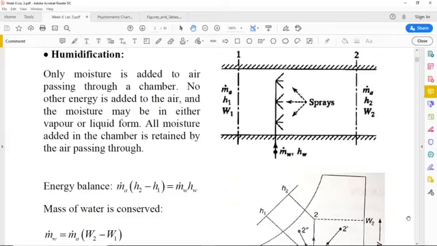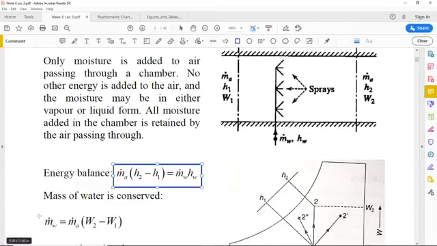We can perform an energy balance on the air stream at the inlet and outlet, and we can also perform a mass balance on the water in the air stream at the inlet and outlet. The equations for the energy balance and the conservation of mass are given to us, and it is quite straightforward.